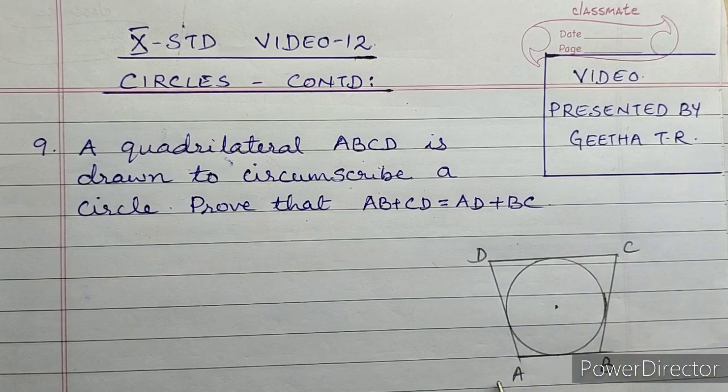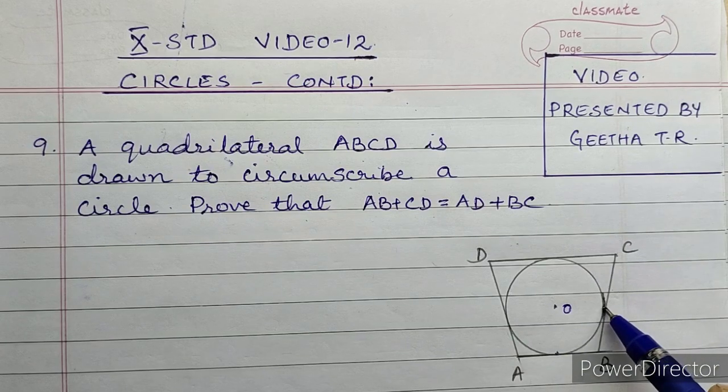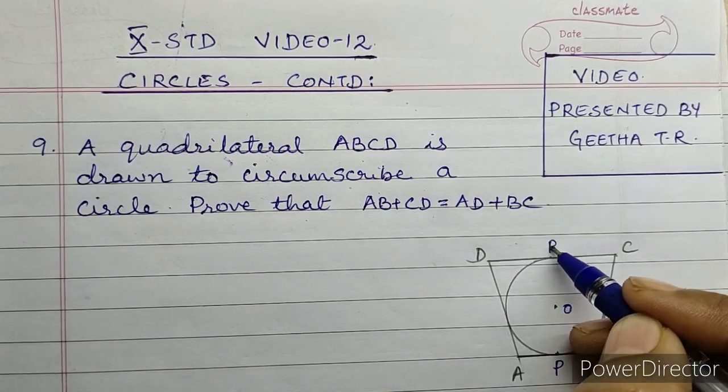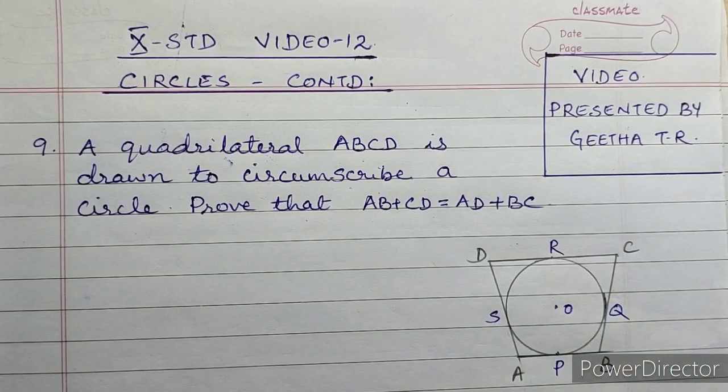So here ABCD is the quadrilateral and you can mark the center of the circle as O. So the circle with center O is circumscribed by quadrilateral ABCD. Now here you can see the points of contact. The circle and the quadrilateral will join at one point on each of the 4 sides. So each point you can mark as P, Q, R and S.